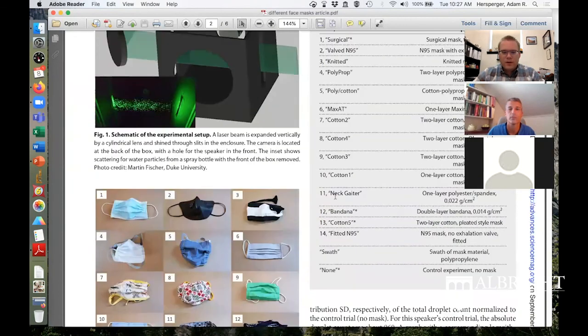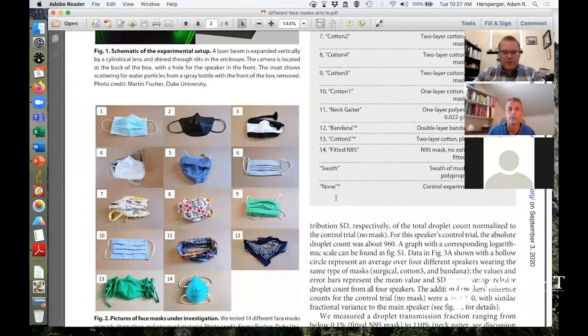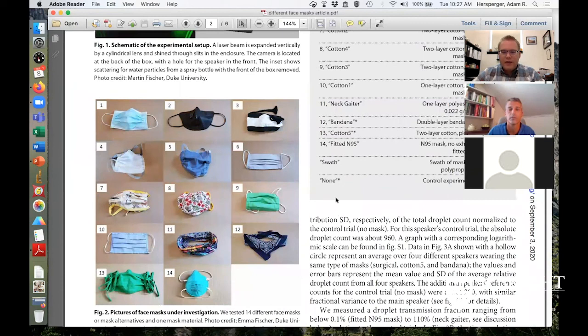Moving down here, they have pictures of all these masks that they tried. How did they hook up the mask to this apparatus? As far as I know, they just had the person wearing it because they were doing this with someone speaking. Okay, so they would put the mask on the person the way you would normally wear it, and then put their mouth with the mask up to the hole and speak into it.